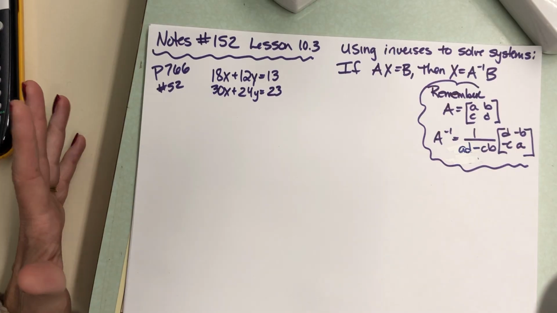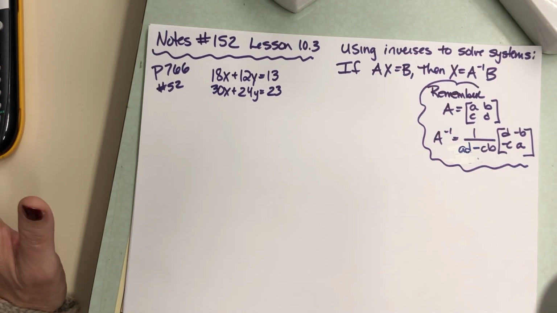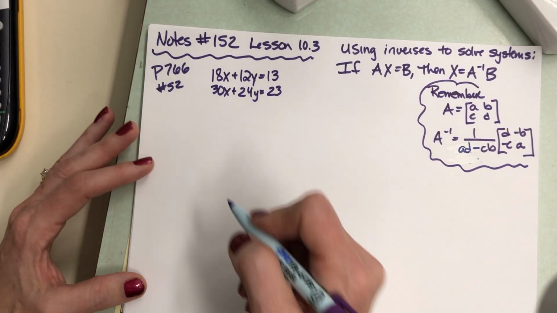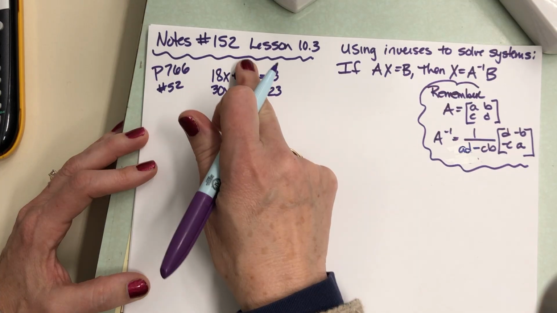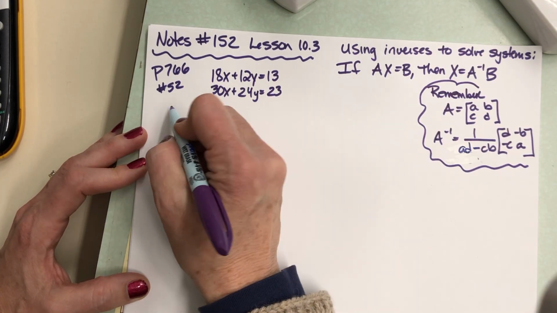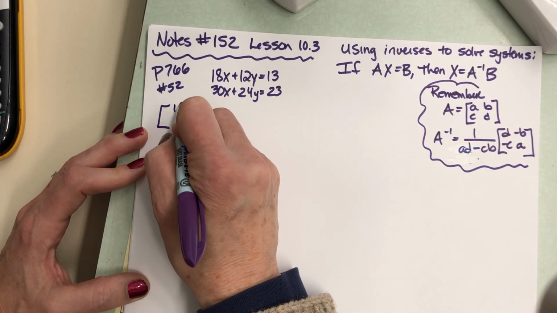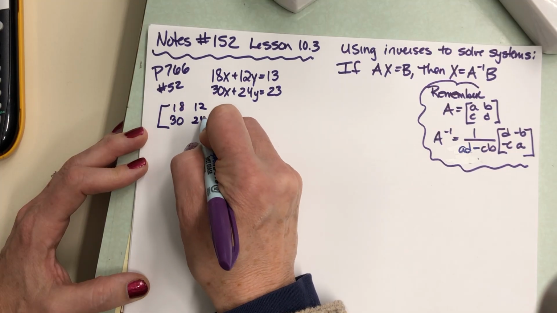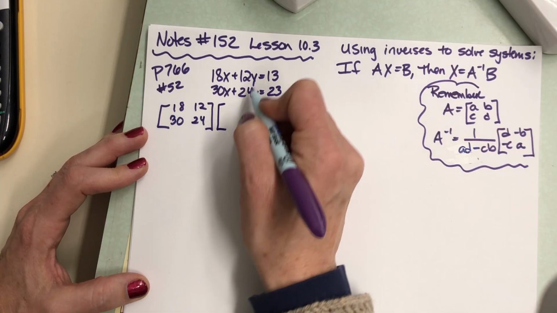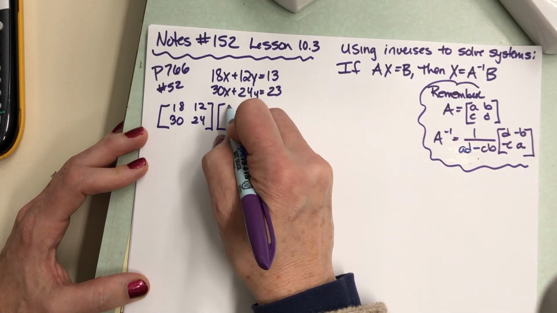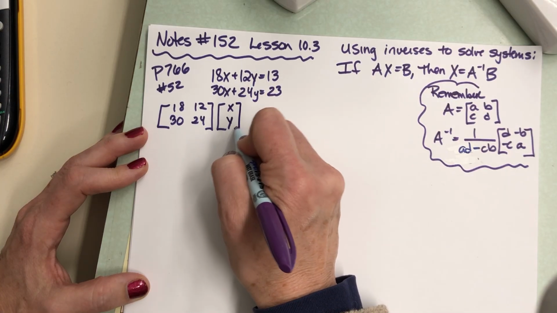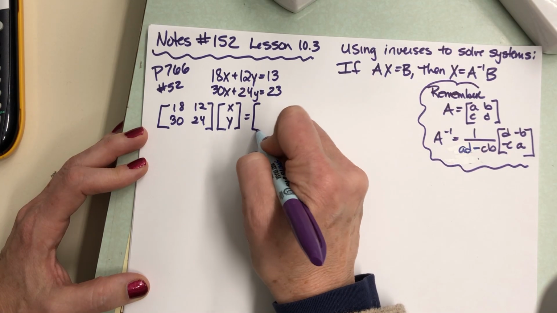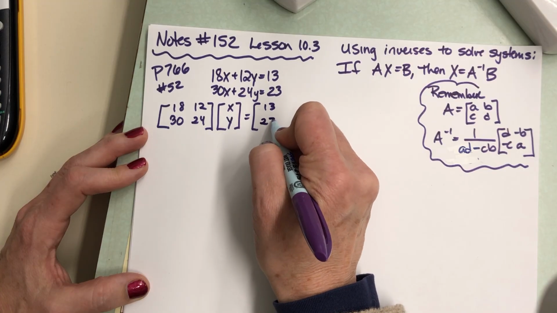So the first thing I'm going to do is turn this into a system of matrices. Notice that my x's are lined up, my y's are lined up, and my answers are lined up. So this is going to be 18 and 30, 12 and 24. I've got my variables, that would be x and y, and then my answers over here, I've got 13 and 23.